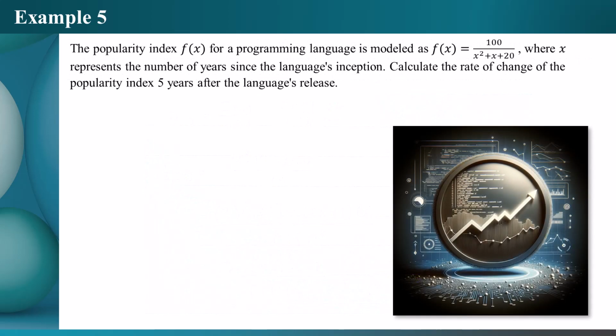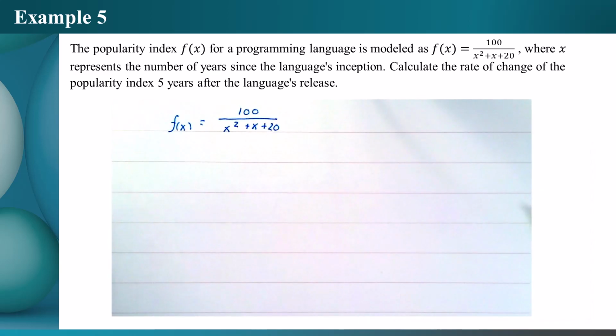The popularity index, f of x, for a programming language is modeled as f of x equals 100 over the quantity x squared plus x plus 20, where x represents the number of years since the language inception. We want to calculate the rate of change of the popularity index 5 years after the language's release.